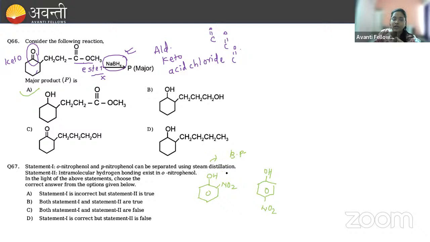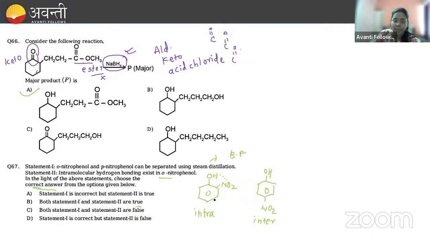Statement 2: intramolecular hydrogen bonding exists in orthonitrophenol. This is an intramolecular hydrogen bonding. In the second component, paranitrophenol, there is also hydrogen bonding, but this hydrogen bonding is what? Intermolecular hydrogen bonding. In the light of the above statements, choose the correct answer. Statement 1 is incorrect, 2 is true; 1 and 2 both true; both false; 1 correct, 2 false. So which is the correct answer?